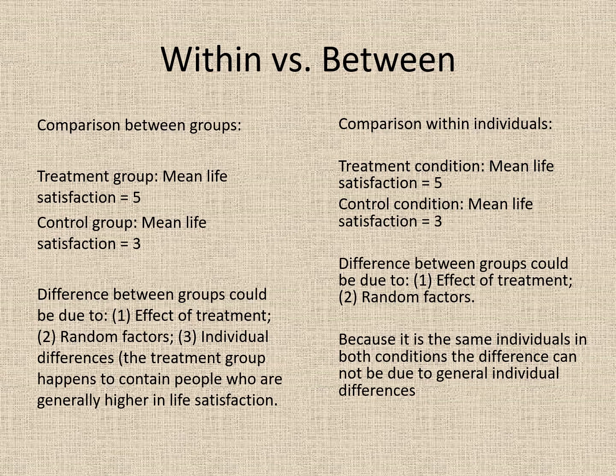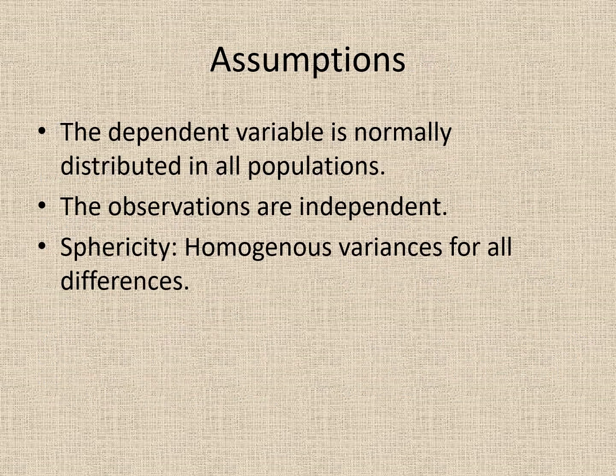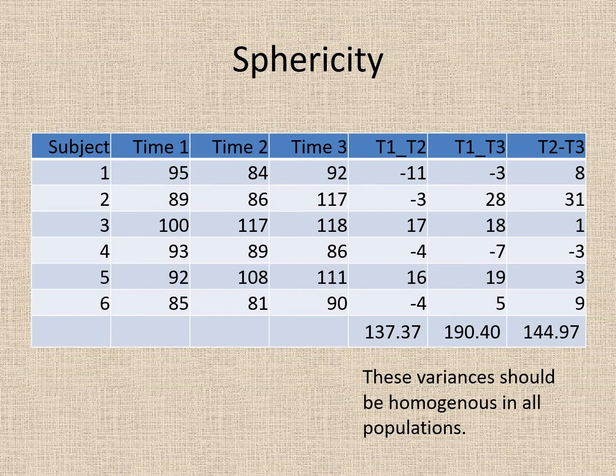And I'll show you an example. So imagine we measure a few individuals on 3 different occasions here. Time 1, 2, and 3. If we have 3 different measurement points, we can create 3 different differences. So the difference between time 1 and time 2, difference between time 1 and time 3, and difference between time 2 and time 3. If you have 4 occasions, you can create 6 differences.